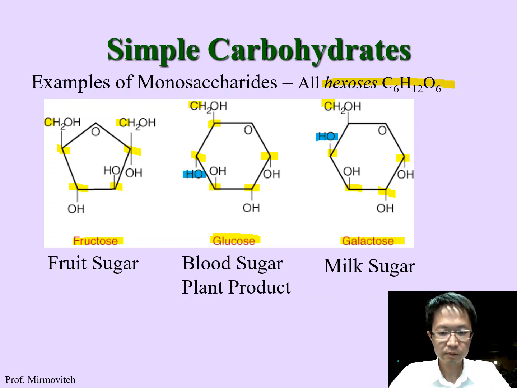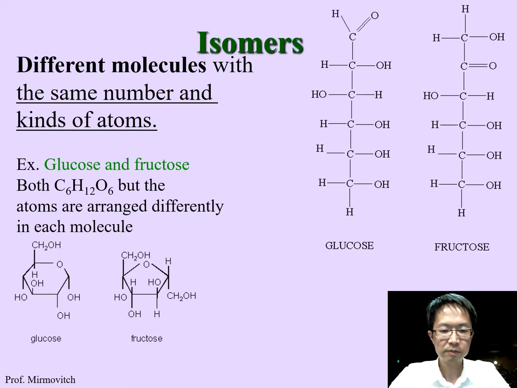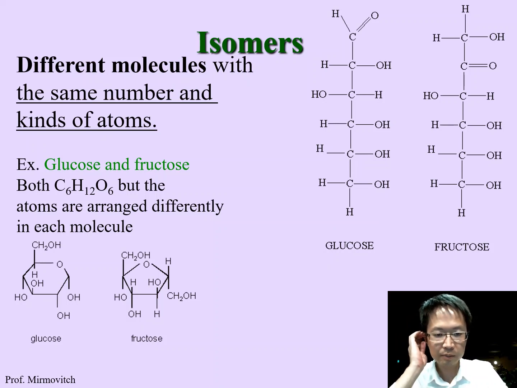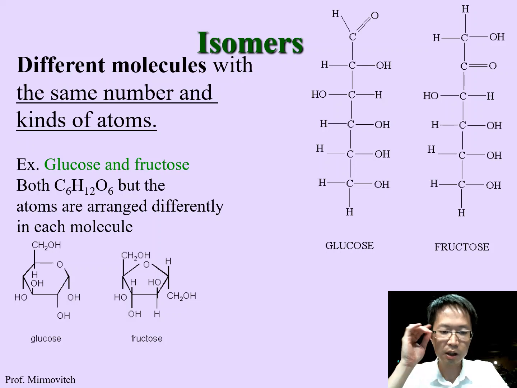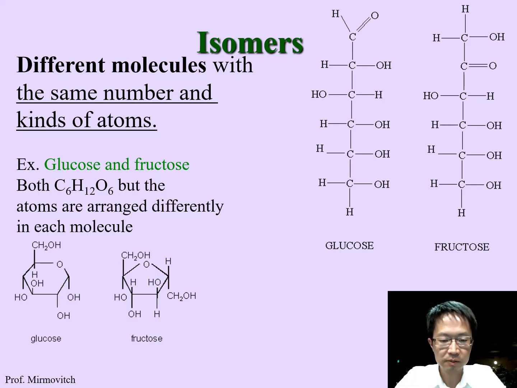So let's take a look at some other stuff. So isomers are different molecules with the same number and kind of atoms. Some textbooks call them stereoisomers.